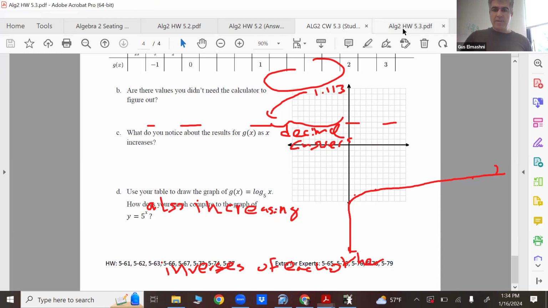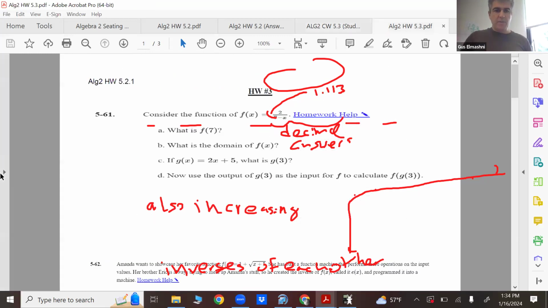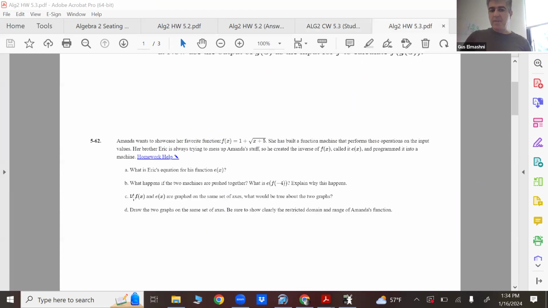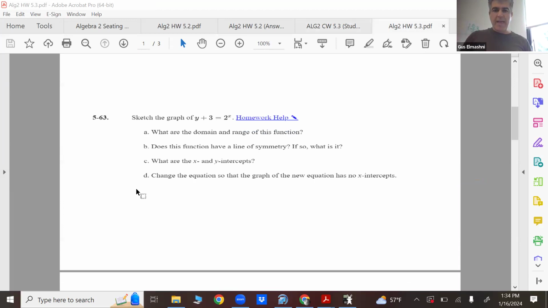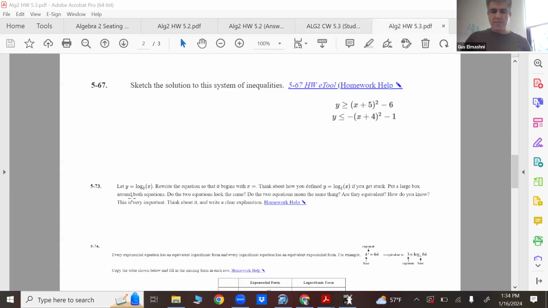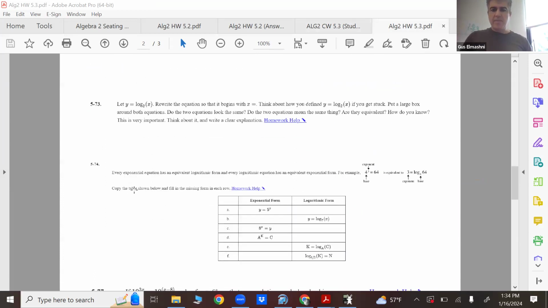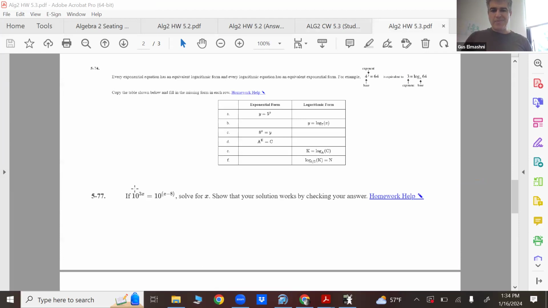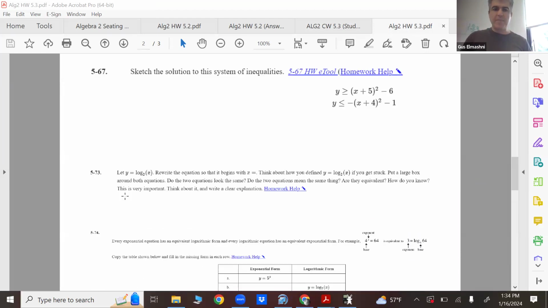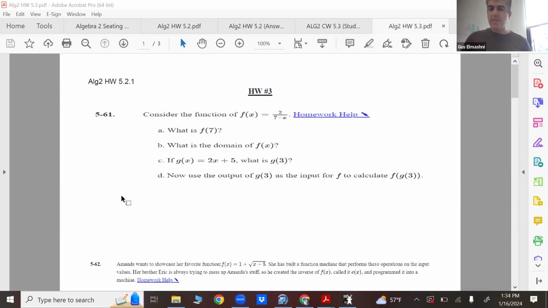So the homework is attached. Initially, some of it's review, so it shouldn't be too bad. 61, I think, is pretty simple. 62 is review. 63 is kind of venturing into what we just did today. 66 is review. 67 is review. And then the last 3 problems, well, 77 is pretty easy. 73, 74 kind of gets into logs a little bit. So it doesn't quite get into heavy yet. It will on Thursday for sure.